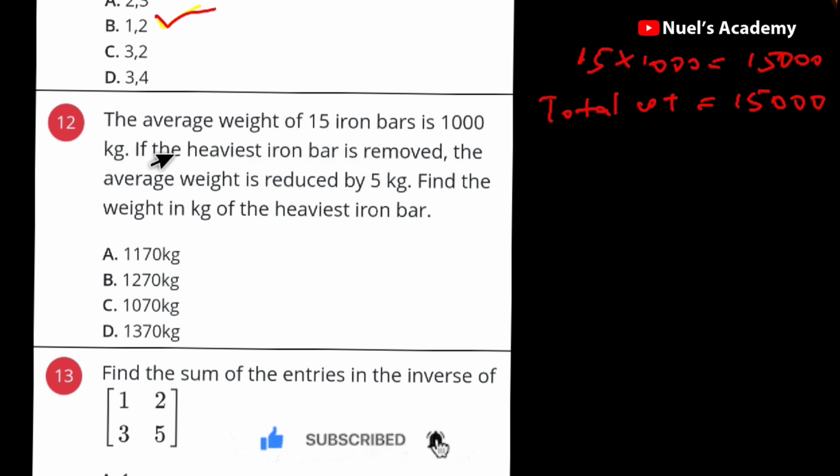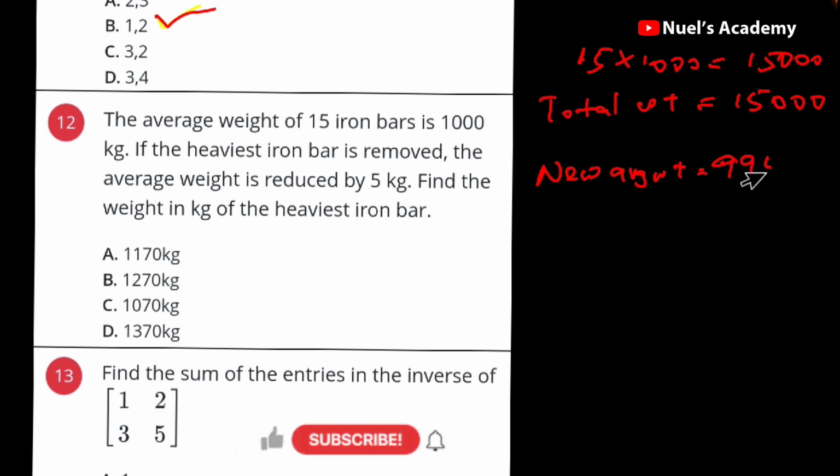So let's find the new average weight when the heaviest iron bar is removed. It says if the heaviest iron bar is removed, the average weight is reduced by 5 kg. So this new average weight is going to be equals to, we are going to remove 5 kg from 1000. So 1000 minus 5 kg is equals to 995 kg. So this is the new average weight when the heaviest bar is removed. So after the heaviest bar is now removed, we will have 14 bars. So let's find the total weight of that 14 bars.